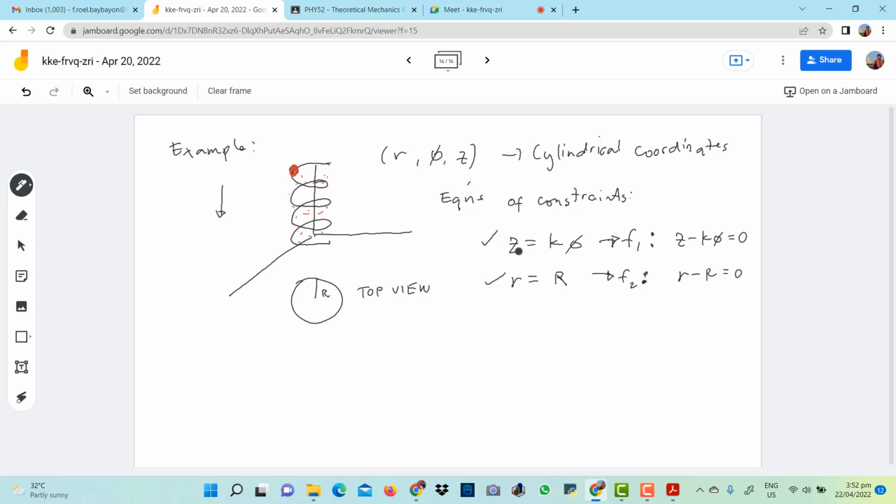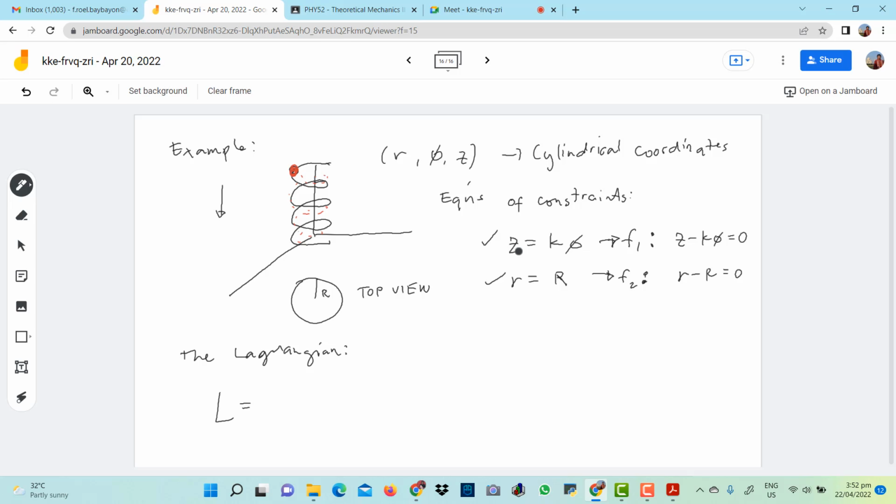Just use this, then substitute it into the Lagrangian. It will reduce into one generalized coordinate, then use one Euler-Lagrange equation, and you will solve for the equation of motion. So I will use the Lagrange multiplier here. First, you need to express the Lagrangian. The Lagrangian of this one is given by this.